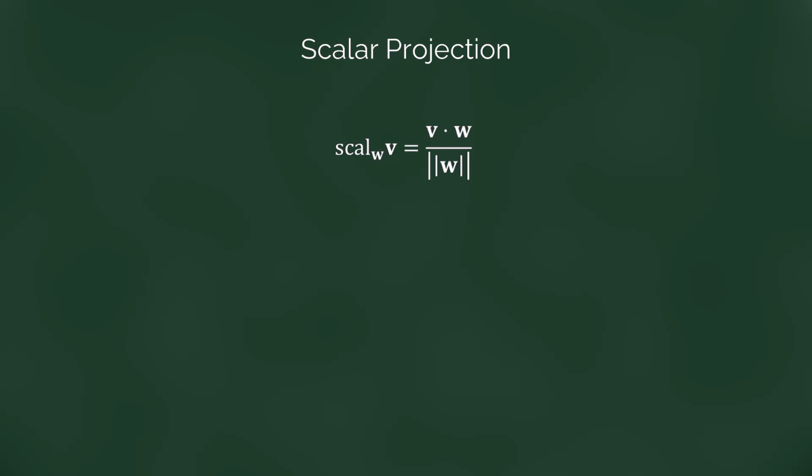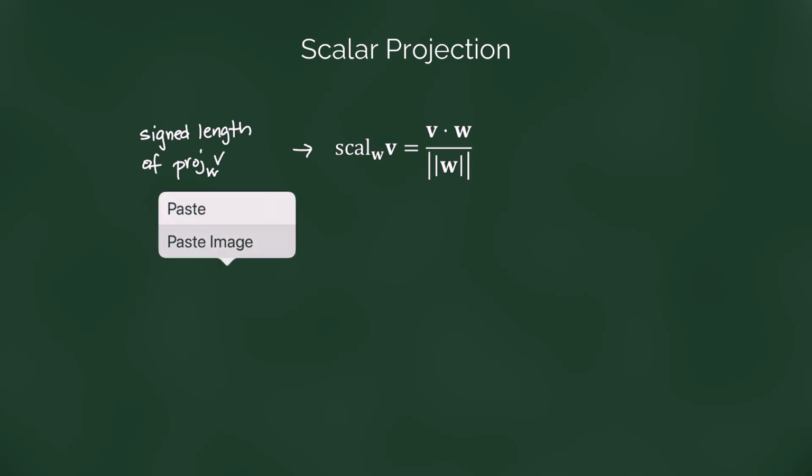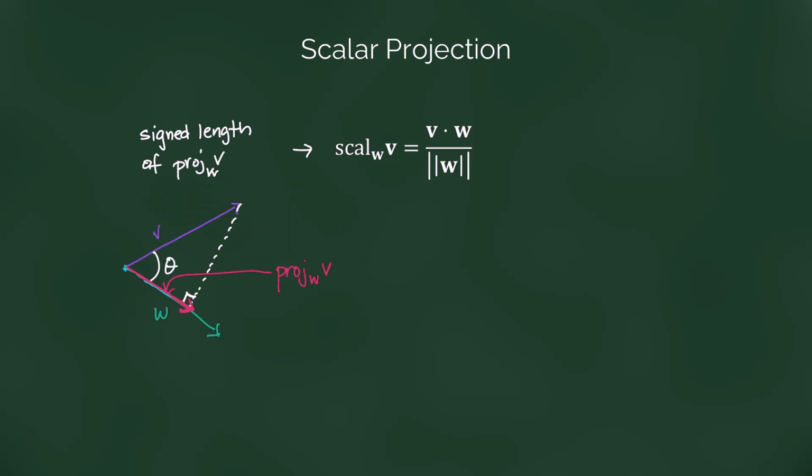The scalar projection of v onto w is going to give us the signed length of the projection of v onto w. So in other words, it's the magnitude of that vector that we get, but it also tells us whether or not we're going in the same direction. So let's see where this formula comes from. If we look at our earlier picture, we have this image here.